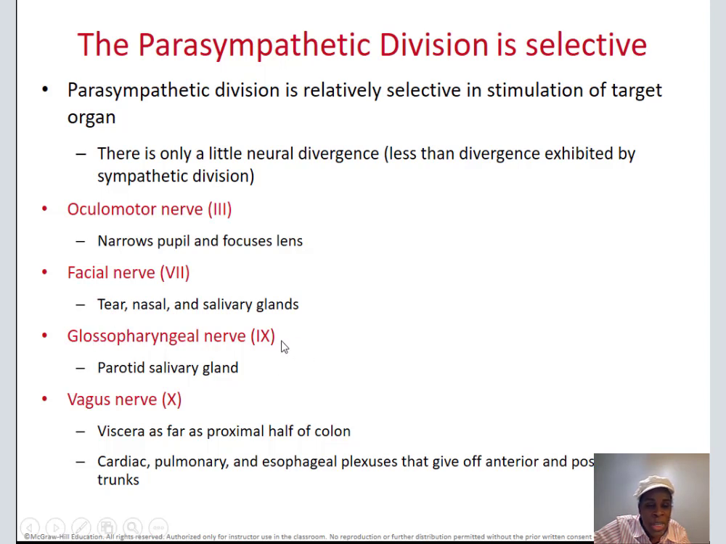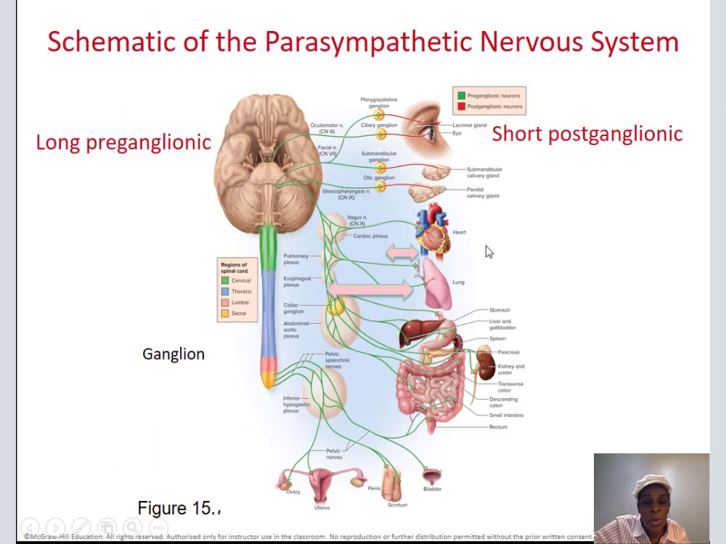What about the glossopharyngeal nerve number 9, the parotid salivatory gland? All those are parasympathetic, right? Because you have to relax to secrete the tear, the glands, this kind of relaxing thing. Or the vagus nerve, as far as the proximal half of the colon. So the vagus nerve will go to the colon, cardiac, pulmonary, esophagus, and then it goes to the posterior vagal trunk, right? So to tell you that the parasympathetic nervous system uses specific cranial nerves to go to specific organs. That's why we say it's very selective.